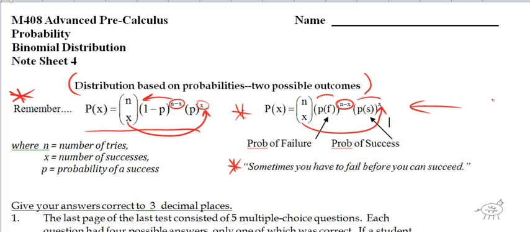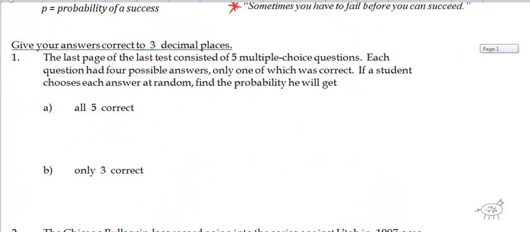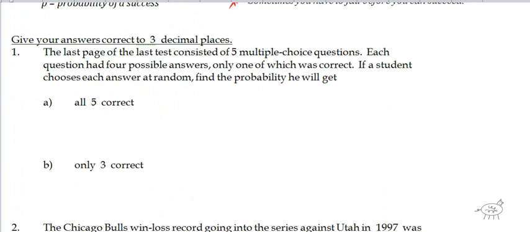Let's start out with a nice little example. You're going to round your answers to 3 decimal places. The last page of the last test consisted of 5 multiple choice questions. Each question had 4 possible answers, only one of which was correct, which I was talking about before. If a student chooses each answer at random, find the probability he will get all 5 correct.